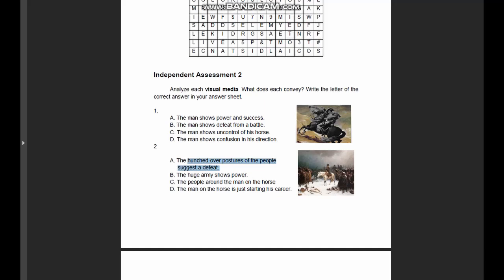A, the hunched over posture of people suggests a defeat. When we say hunch, yung nakaslouch. Okay? Their posture is downwards. Next, B, the huge army shows power. They show power in the picture. C, the people around the man on the horse. Or D, the man on the horse is just starting his career. Nag-uumpisa pa lang siya.